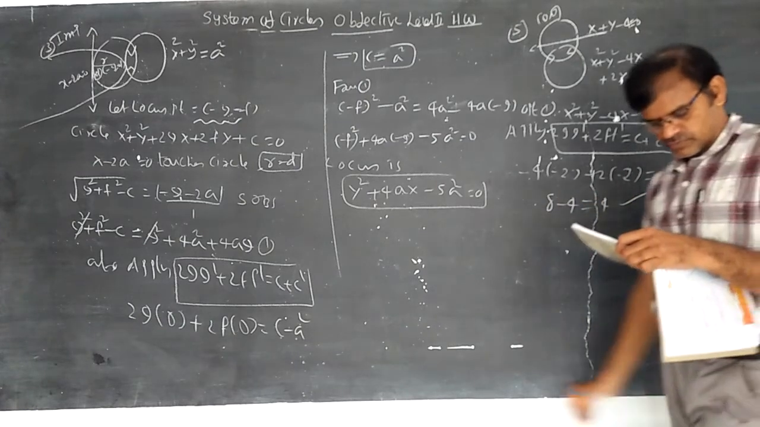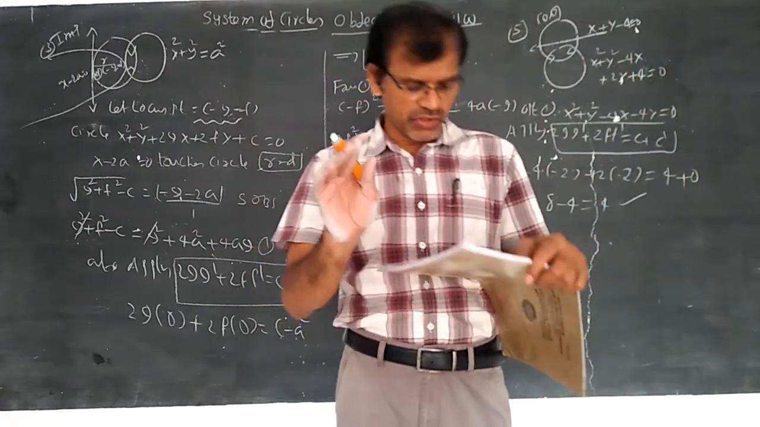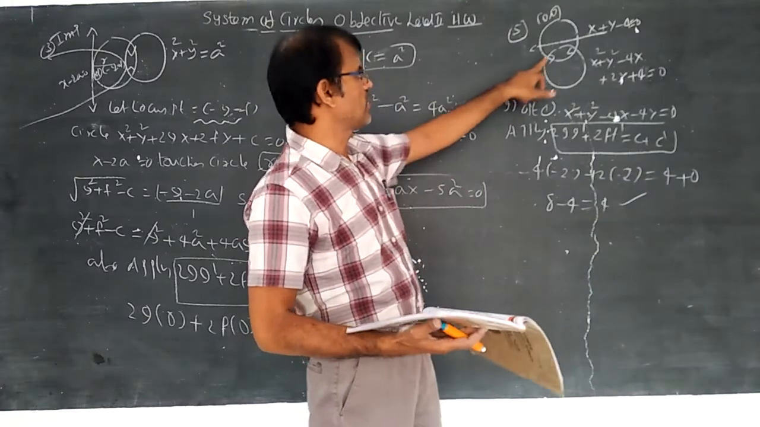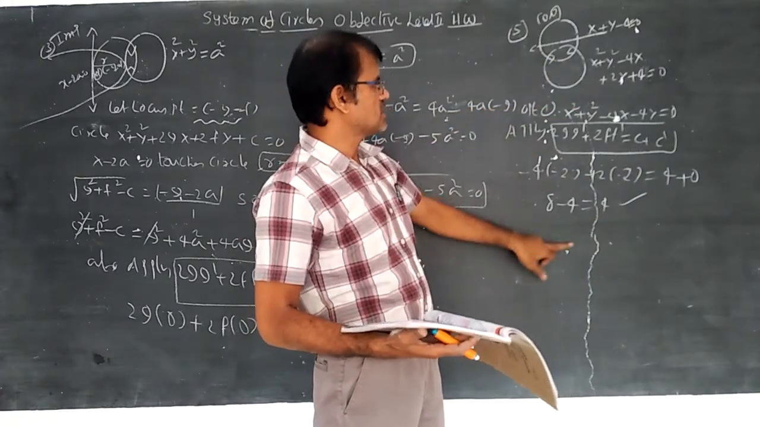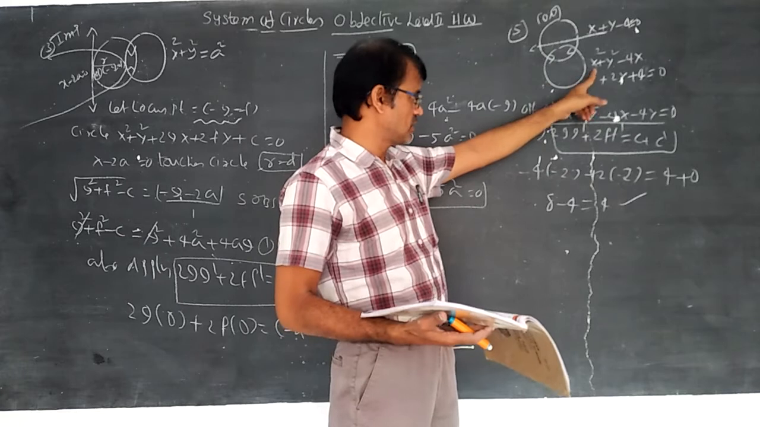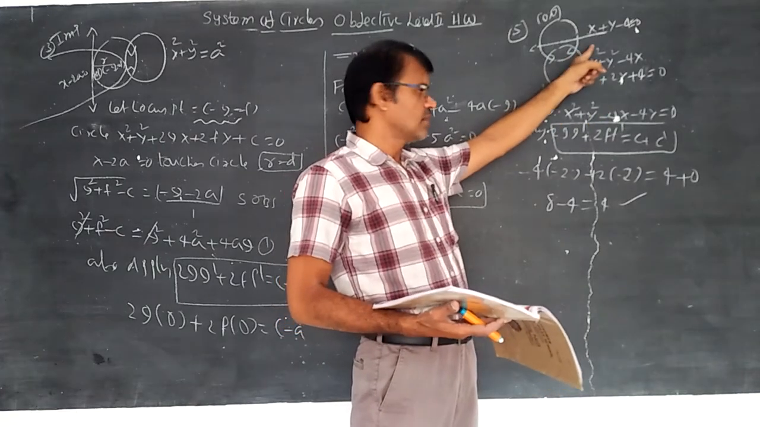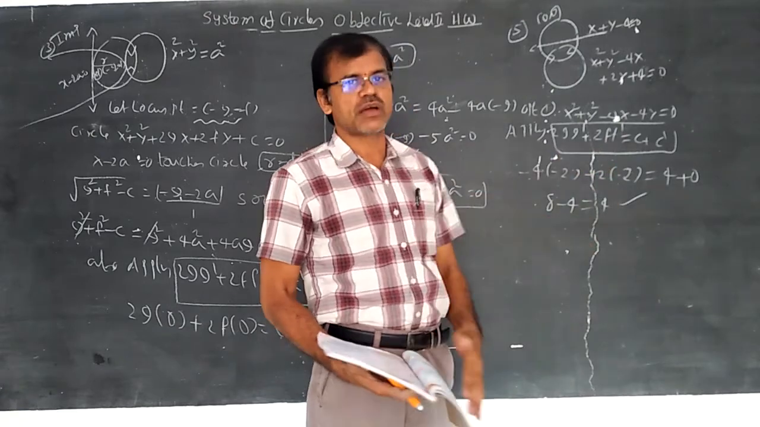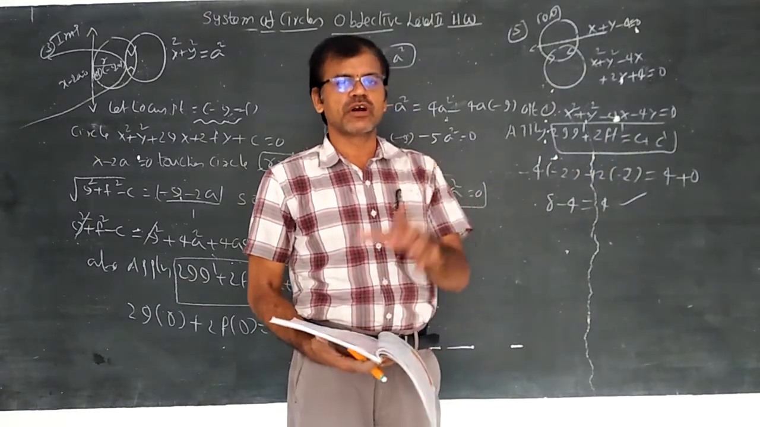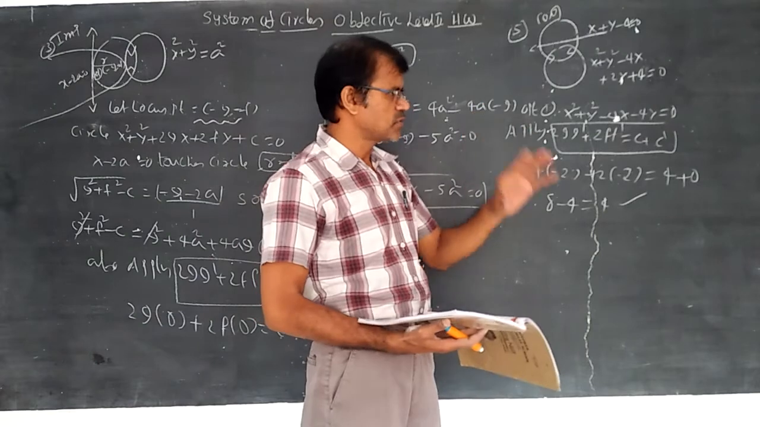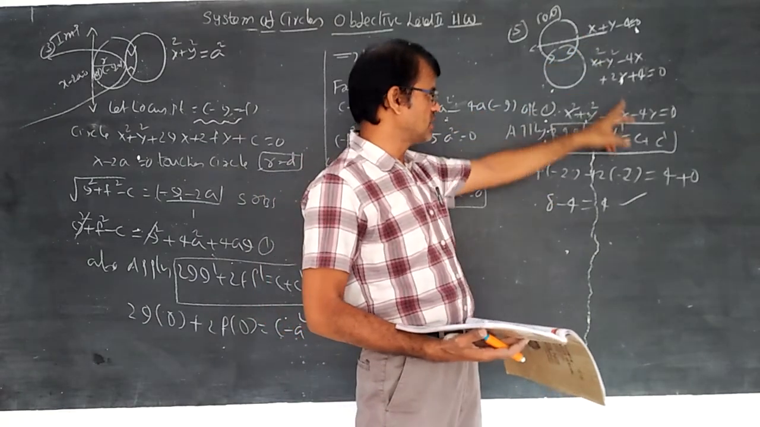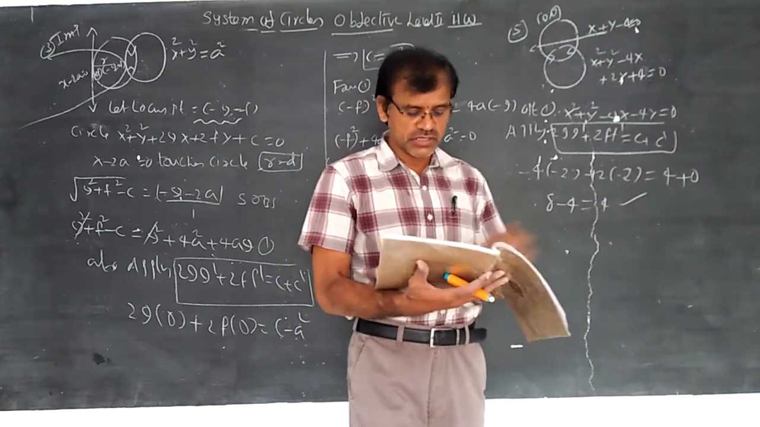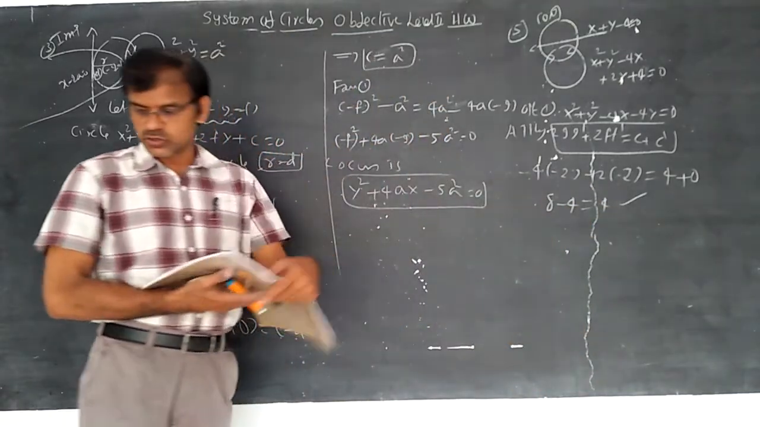Verified option 1. If the second option also verifies for you, then you need to follow the method S plus lambda L is equal to 0, and the center should lie on it. This one is S and this is lambda L. After getting the S plus lambda L value, you should find the center and substitute the value here. Then you will get the lambda value. This is the easy method.